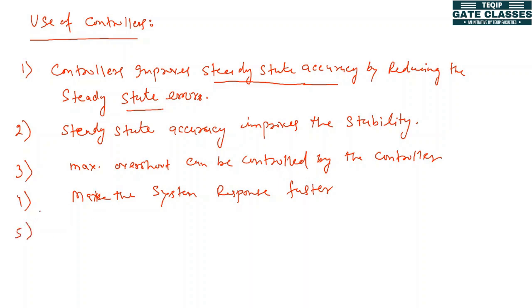Point number 5: by the use of controllers we can also minimize the disturbances, or you can say it can filter out the noise signal. High frequency signals introduce the error, or introduce the noise. So these noises can also be filtered out by use of controllers. So we can write: filter out the noise signal.